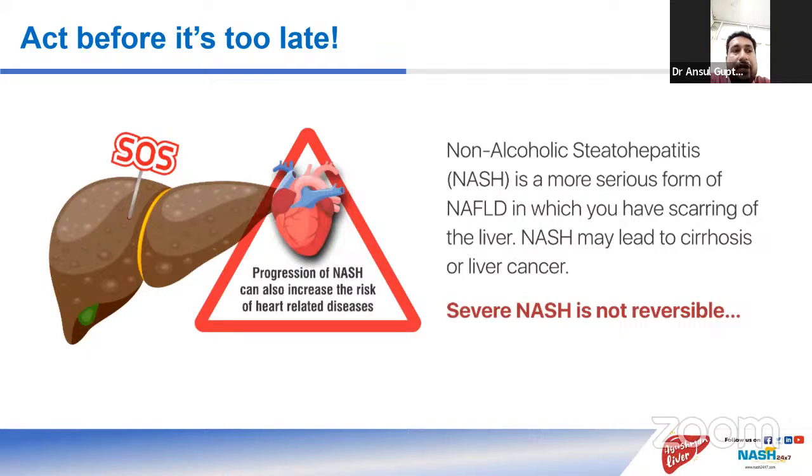Before the patient goes into the cirrhosis stage, if we act, if we give the drugs and proper diet, then the patient can be cured. Only severe NASH is not reversible. So we take action before, otherwise it will lead to permanent liver damage.